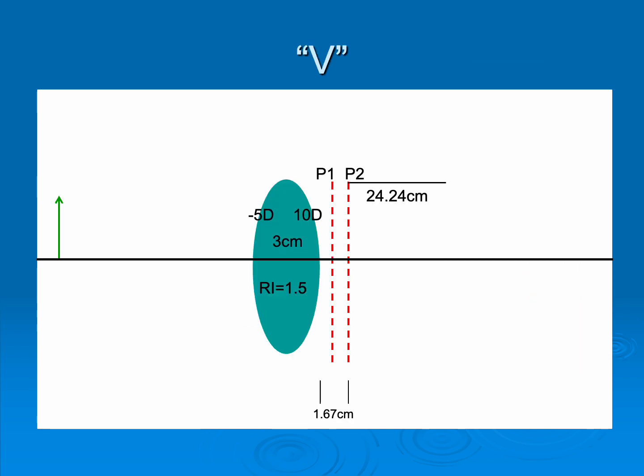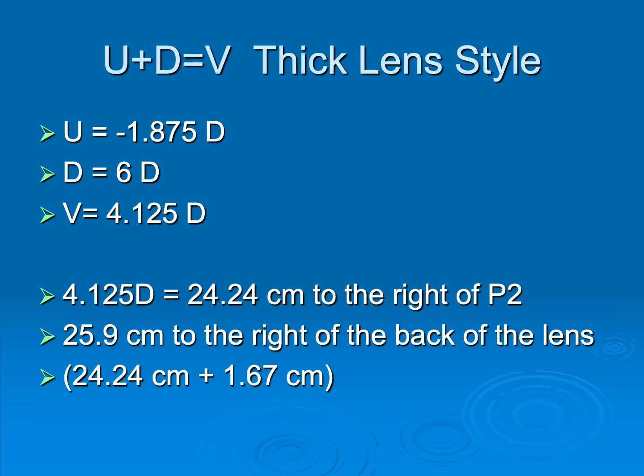Just looking at V here, you can see it is 24.24 centimeters off to the right of P2, not 24 from the back of the lens. So here we are, 24.24 to the right of P2. That means that if we're going to use the back of the lens as a reference, it's actually 25.9 centimeters to the right of the back of the lens.